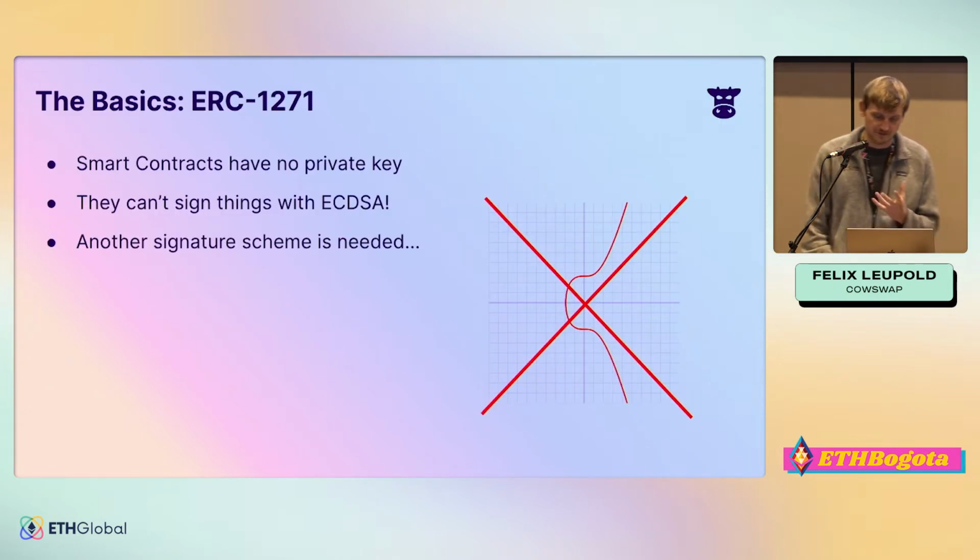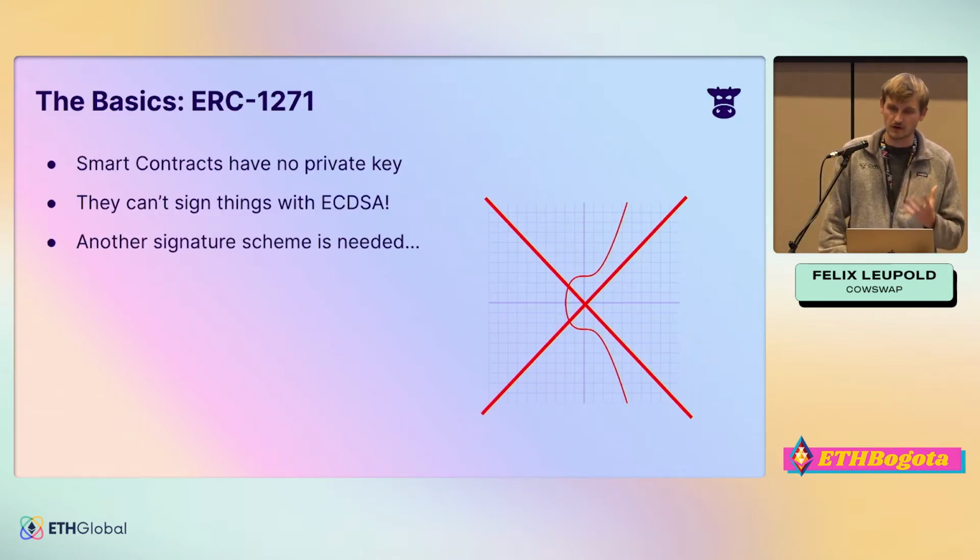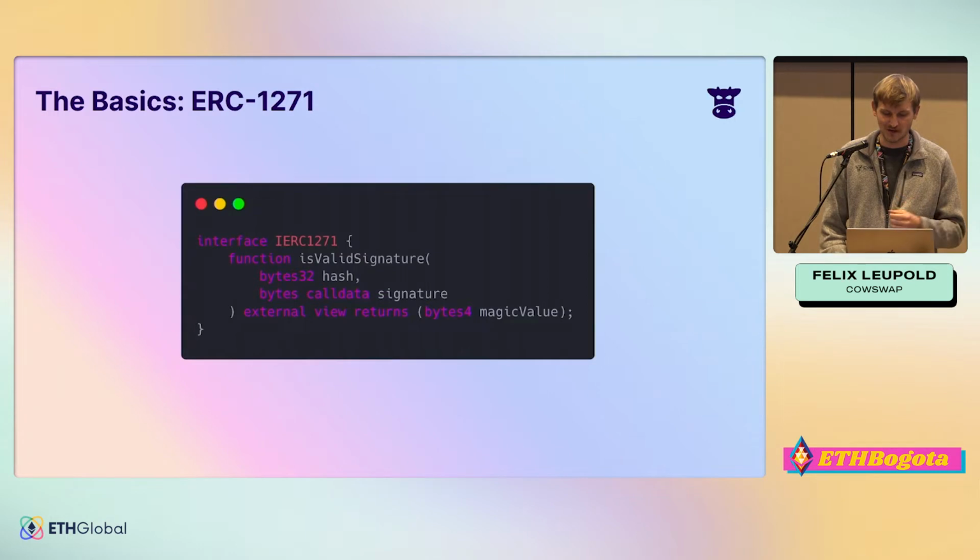Now, the problem is that smart contracts cannot do that, because smart contracts on Ethereum don't have a private key. So they cannot do any ECDSA, they cannot sign an order given elliptic curve signatures. So another signature scheme is needed, and that's why the Ethereum community has created what is known as EIP-1271. I think Nick is really strict on that. It's technically an ERC and not an EIP because it doesn't need any protocol changes.